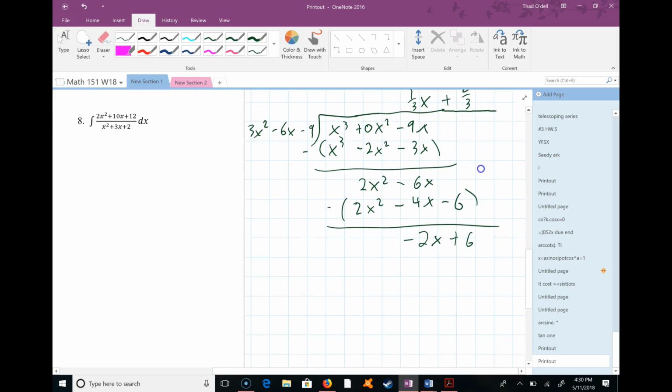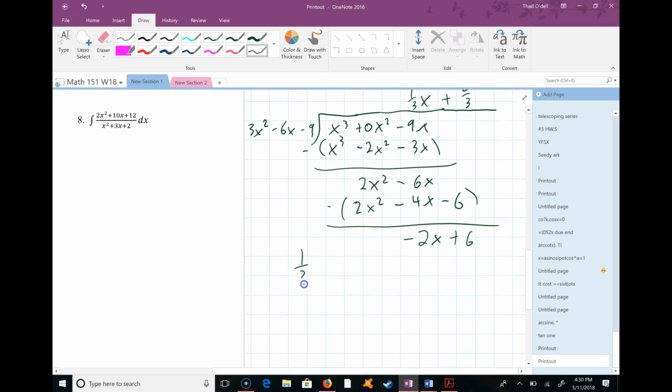Okay, so that means my answer is 1/3 x plus 2/3 plus negative 2x plus 6 over 3x squared minus 6x minus 9.